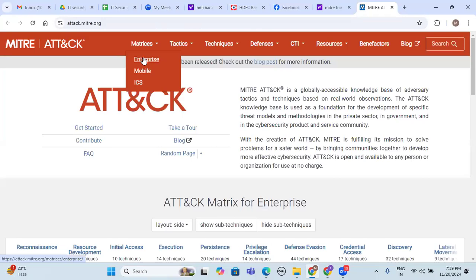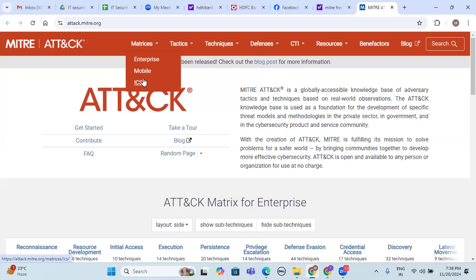Enterprise: more than 10,000 employees existing in the organization is called enterprise level. Mobile: what are mobile based companies like Samsung, Apple, Realme or Redmi, OnePlus, Nokia or Motorola and so on. Those companies also, it is providing the tactics, techniques, procedures and also mitigation steps and detection methods.